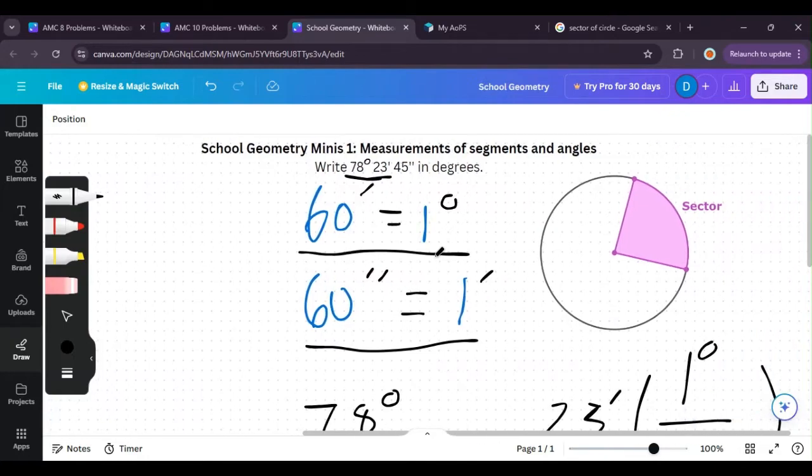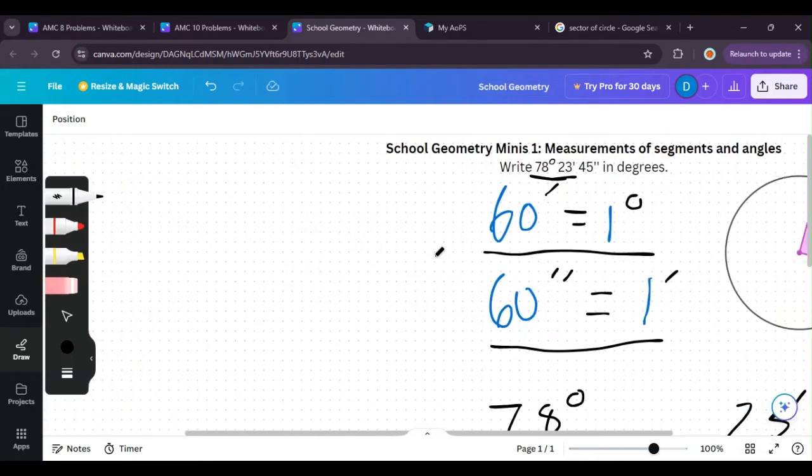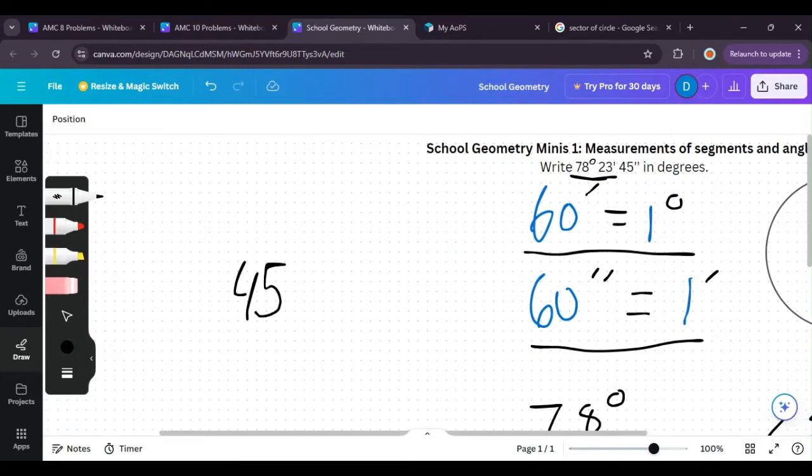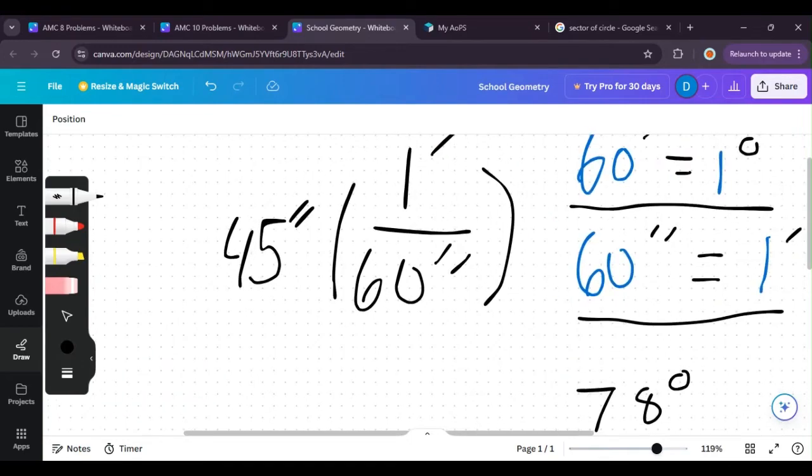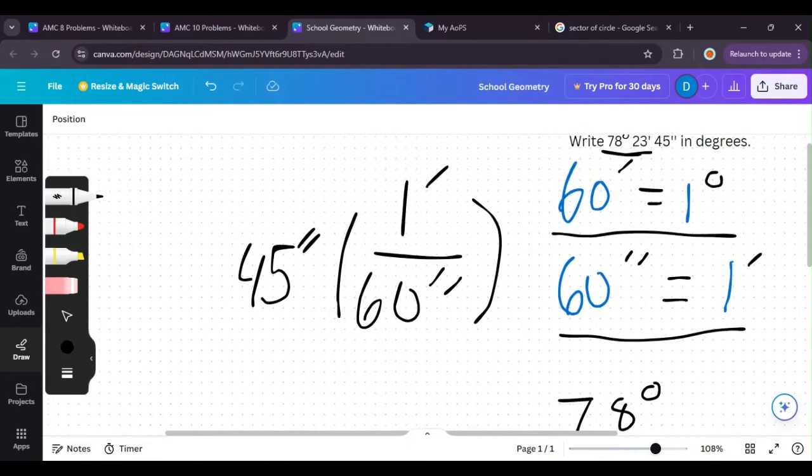So 45 seconds, we can first translate 45 seconds into minutes. So 45 seconds times 1 minute over 60 seconds. And this is the easy conversion factor. We know that we're not multiplying by anything special because 1 minute over 60 seconds is just equal to 1. So all we're doing is making sure that we cross out the seconds and we get minutes.